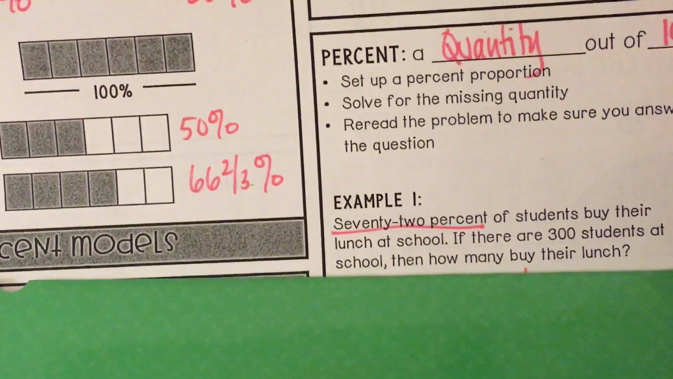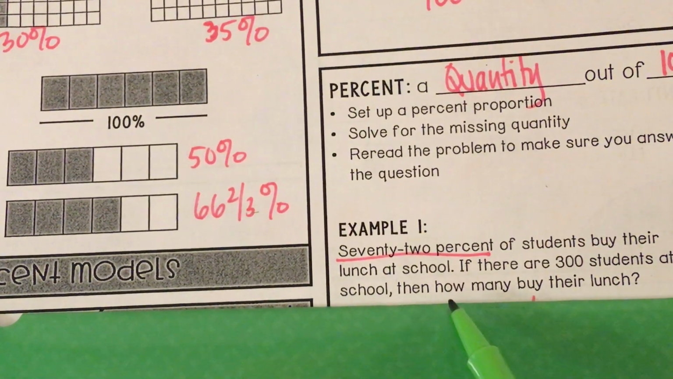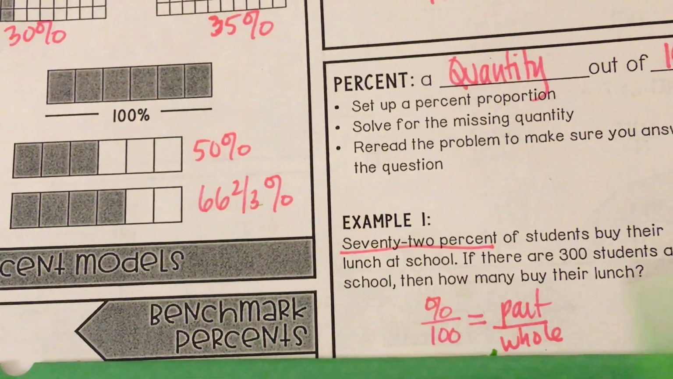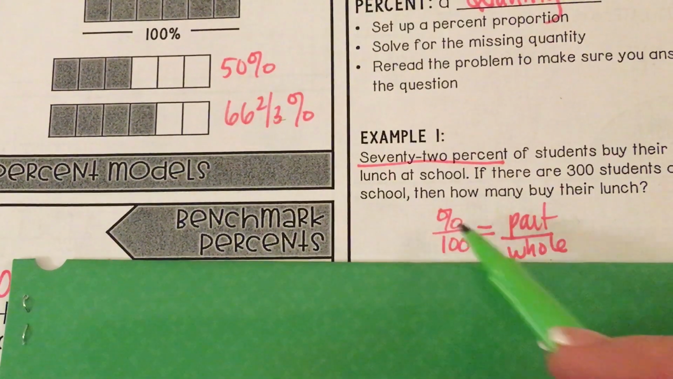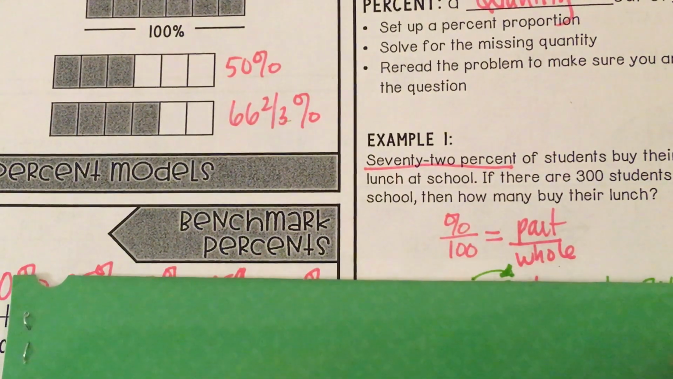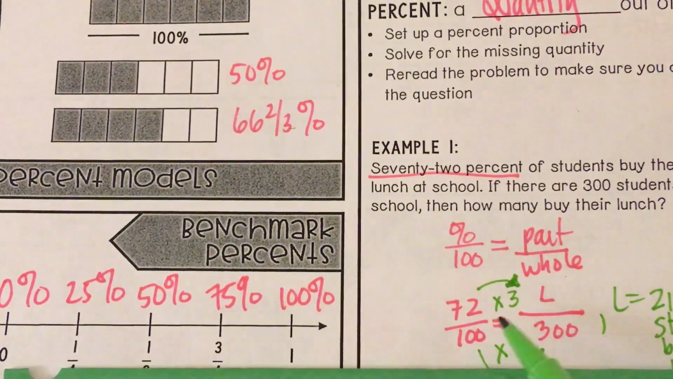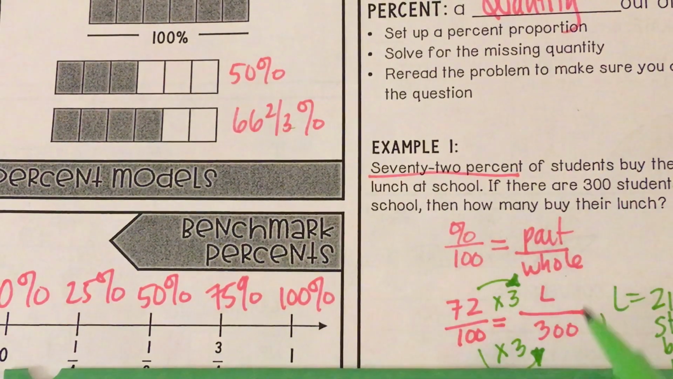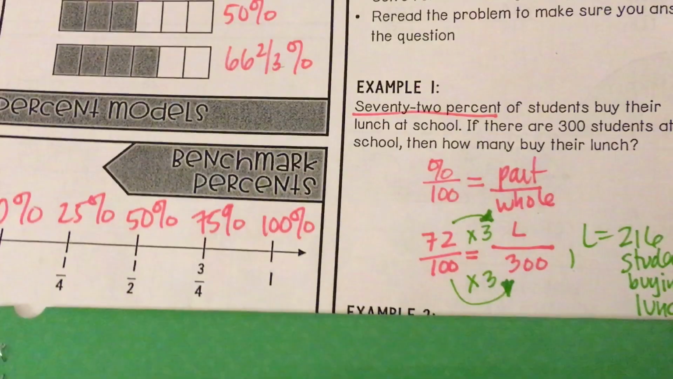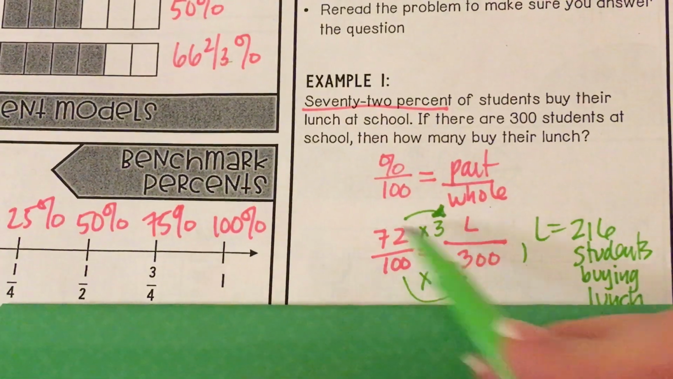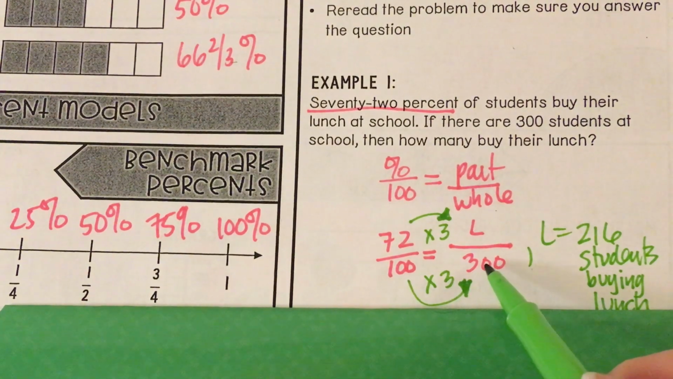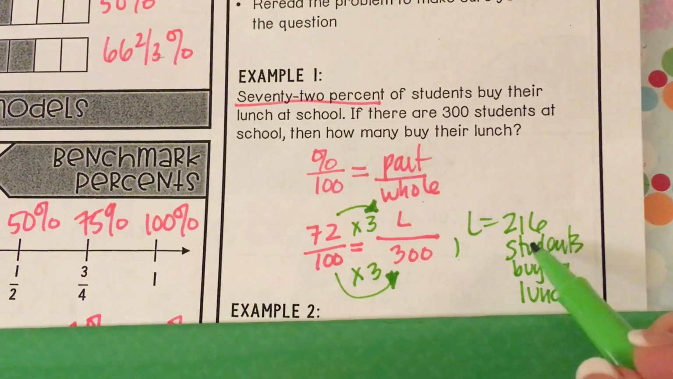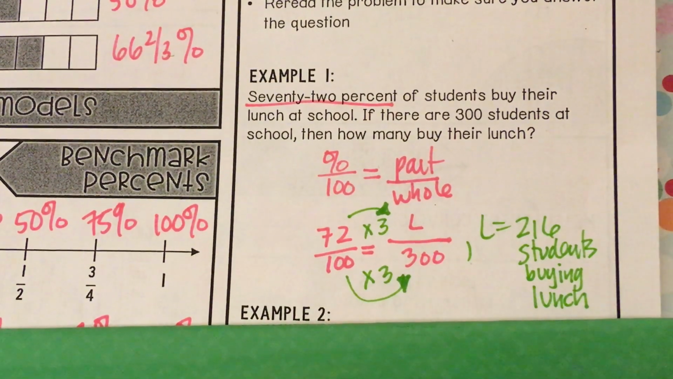Okay, so here. 72% of students buy their lunch at school. If there are 300 students at school, then how many buy their lunch? So first we're going to write this down so we memorize it. Percent over 100 equals part over whole. And then we fill in the things we know. It's 72%, so 72 out of 100 equals L for how many people buy their lunch out of the whole school, which is 300. And then because these are friendly numbers, we don't have to do cross products. To get from 100 to 300, it's times 3, and 72 times 3 is 216. So L is 216. There's 216 students buying lunch.